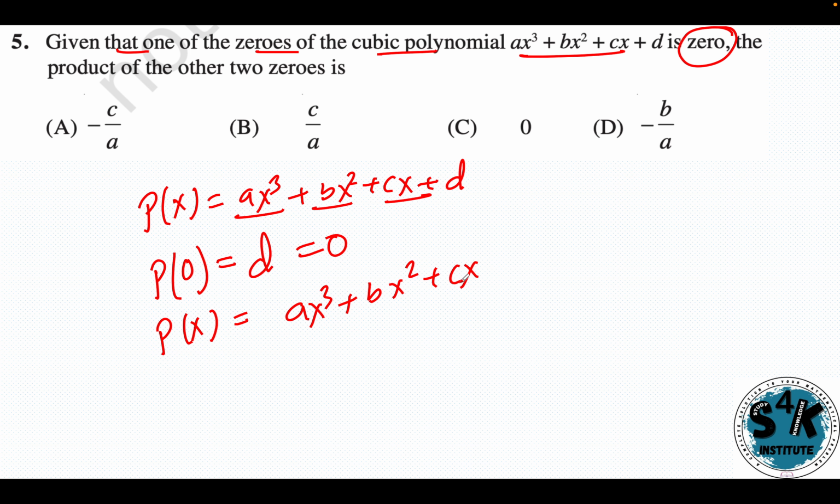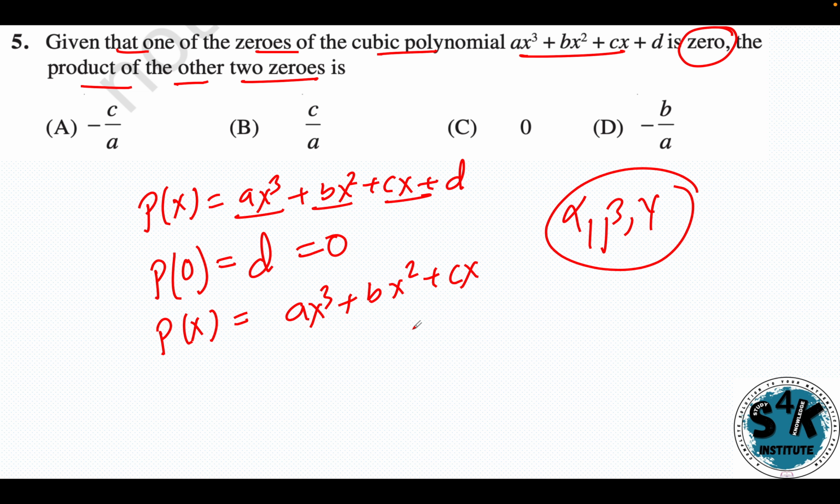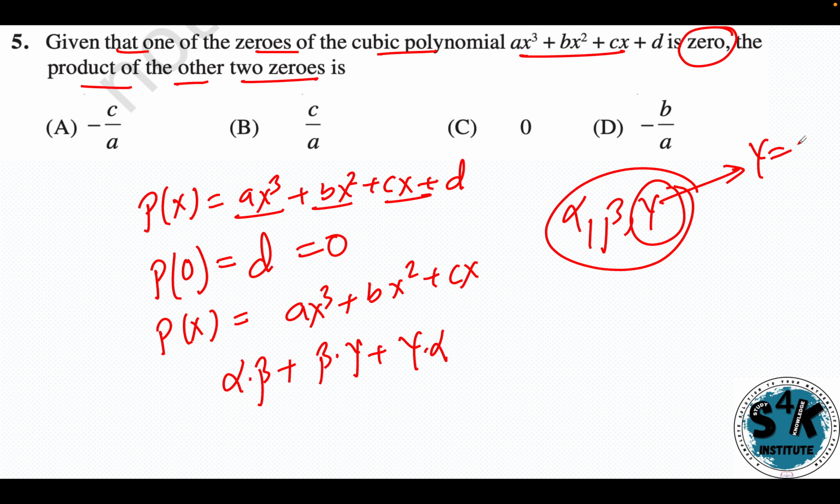Now they are asking for the product of the other two zeros. Like alpha, beta, gamma are the three zeros, and they are asking for the product of the other two zeros. So alpha into beta plus beta into gamma plus gamma into alpha. Let's say the one which was 0 is gamma equals 0. So wherever gamma is getting multiplied, it will give you 0. So this will give you 0, this will give you 0.